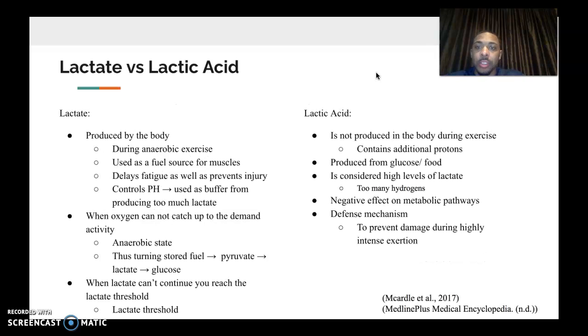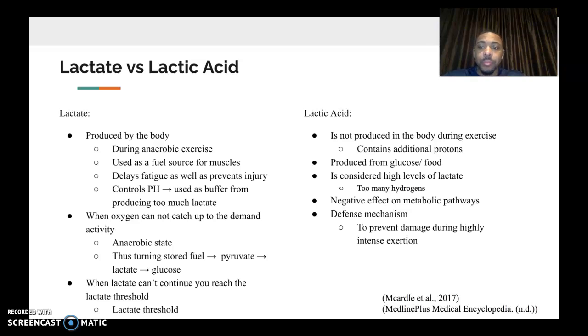So, lactate versus lactic acid. These things are used very interchangeably in a numerous amount of texts. What lactate is: lactate is an end product produced by the body during anaerobic exercise. It's used as a fuel source for muscles. It helps delay fatigue as well as prevent injury. It's used as a buffer to control the pH balance in your body, so therefore it doesn't get too acidic.